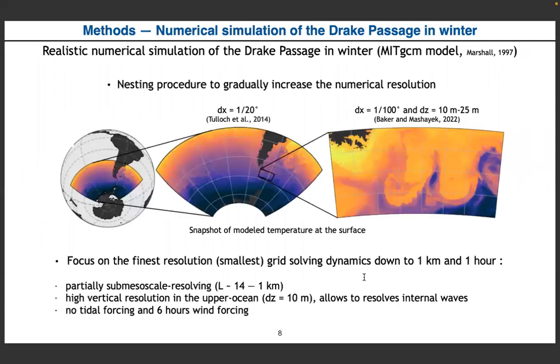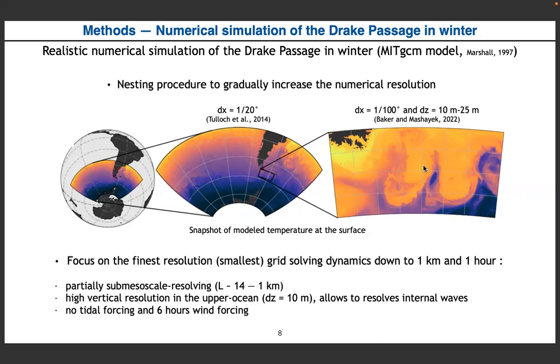To do that, we use a realistic numerical simulation of the Drake Passage in winter. We build our numerical simulation on the hydrostatic version of the AMATTGCM model. And we use a nesting procedure to increase the numerical resolution. This work is only based on the finest resolution grid, this one, which solves ocean dynamic down to 1 kilometer, and the output have been saved with a 1 hour time interval.